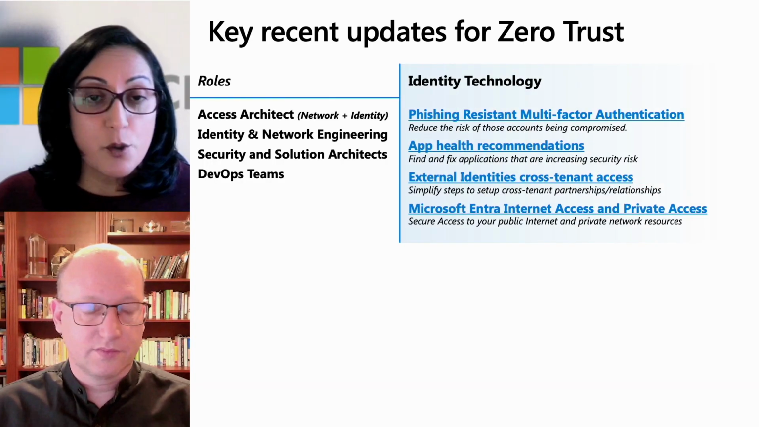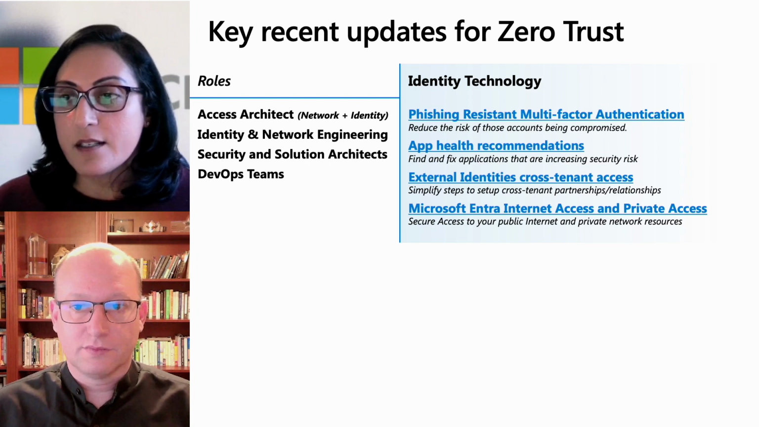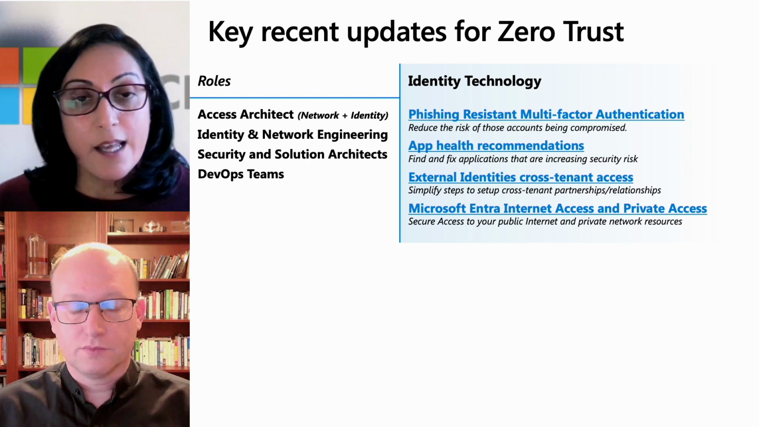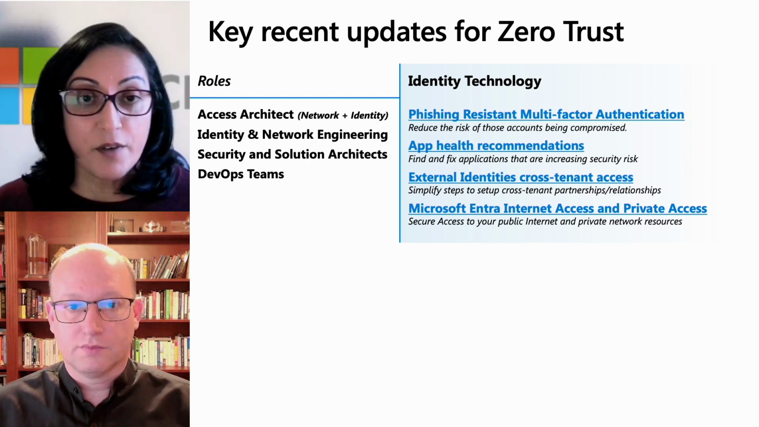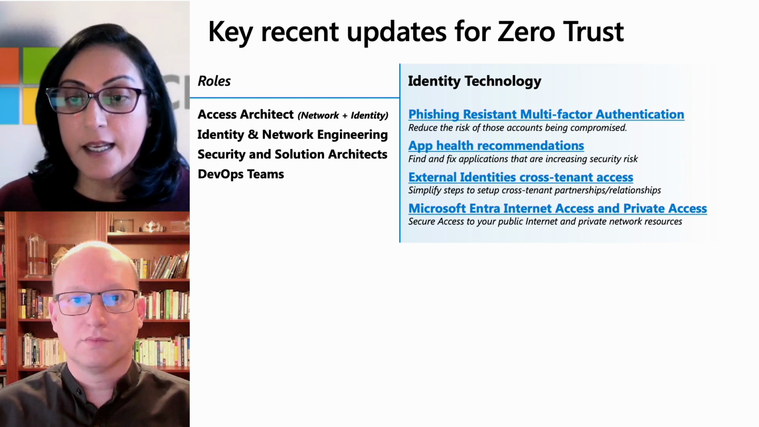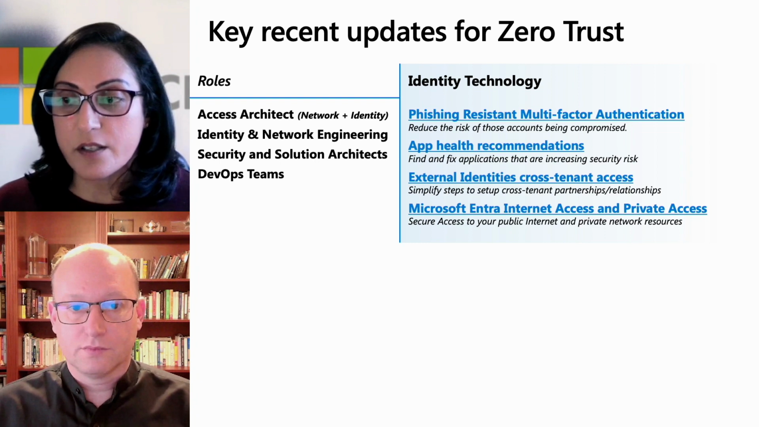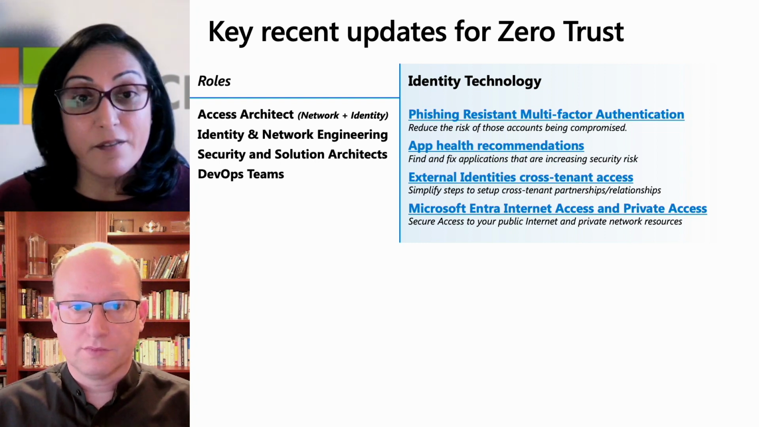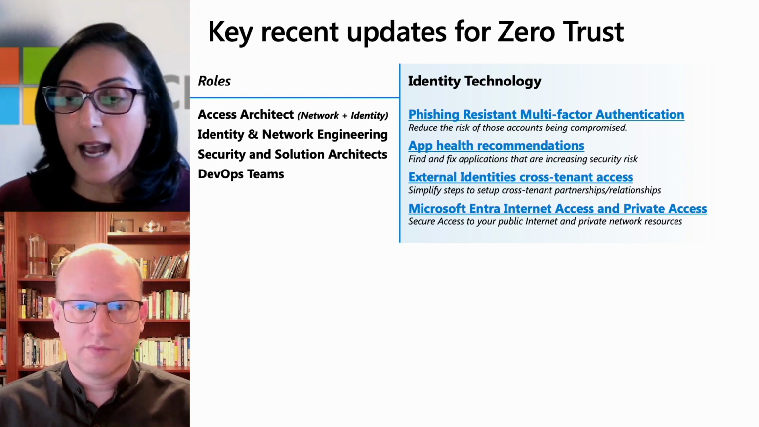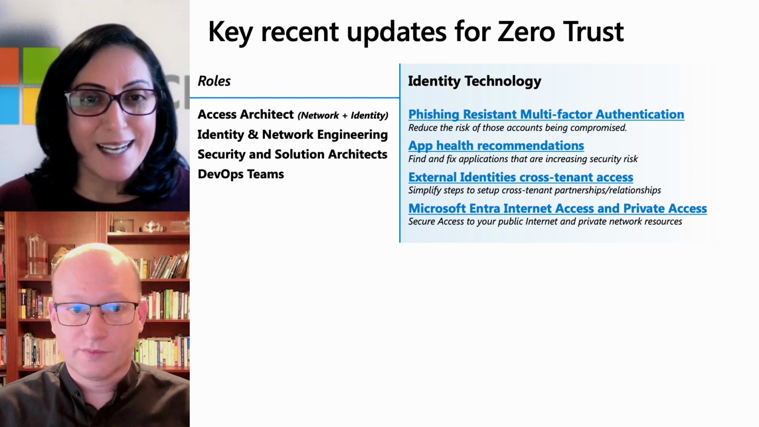So let's look at identity. For identity, which we showed in the demo, phishing-resistant multi-factor authentication really helps reduce the risk of accounts being compromised. Typically you would look at high-privilege admin accounts. They tend to be frequent targets of attackers. So putting phishing-resistant MFA on these accounts will ensure that you are actually protecting them.